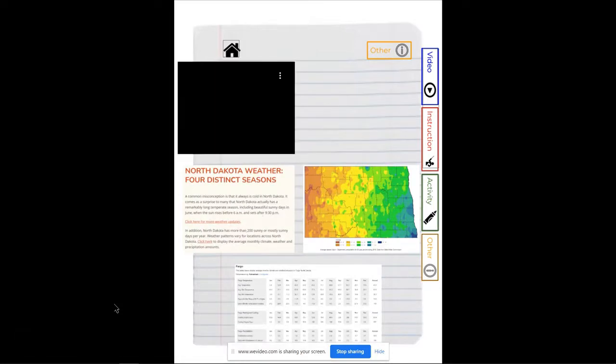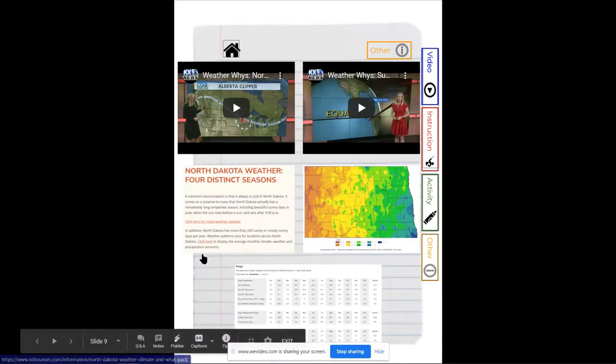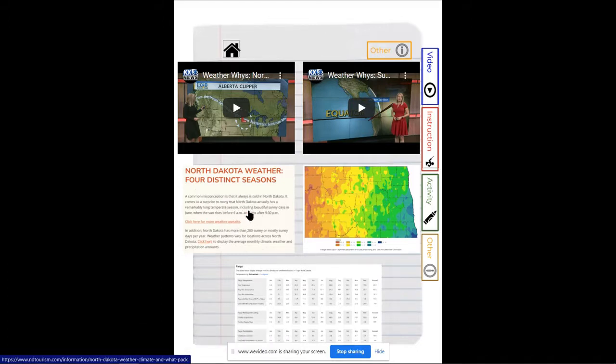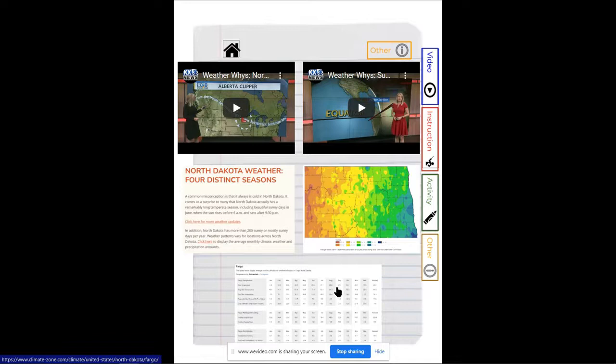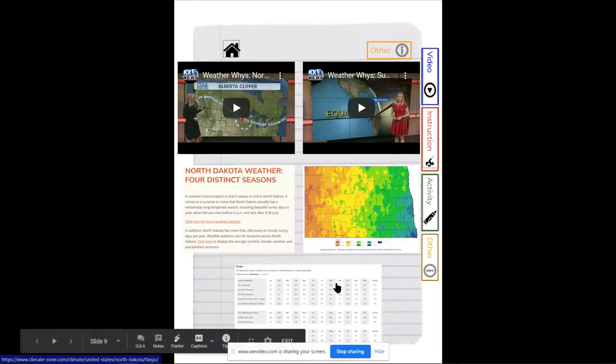On slide 9, these are links to external websites. And this is to the North Dakota tourism site. It gives you some information about the North Dakota's 4 distinct weather seasons. And then these 2 give you information about average temperatures, average rainfall, precipitation, average meteorological information, and average climatological information.